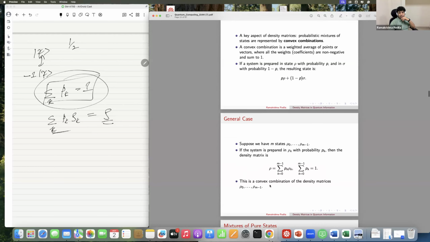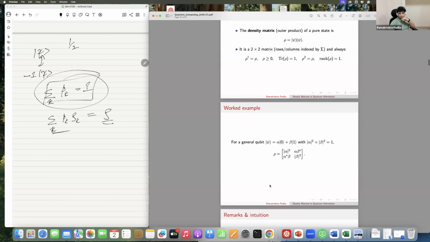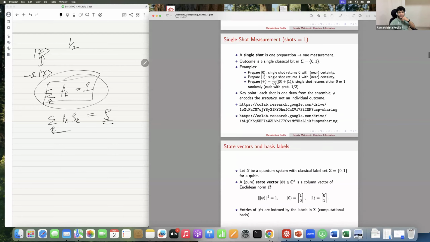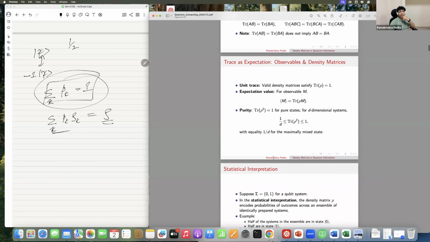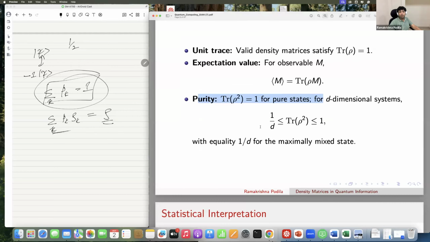If you want to distinguish between pure and mixed states, this is the condition here. If trace of rho square is 1, then we call that a pure state, not trace of rho. Trace of rho is always 1, irrespective of what state it is. But if trace of rho square is 1, then we call that a pure state. If trace of rho square is less than 1, then we call that a mixed state. And for a maximally mixed state, it is 1 by d.